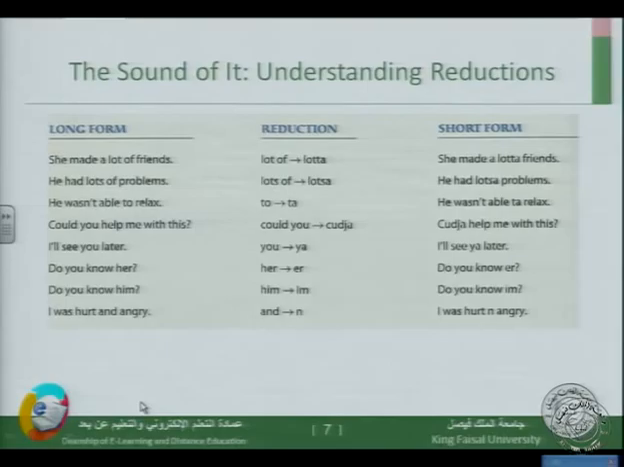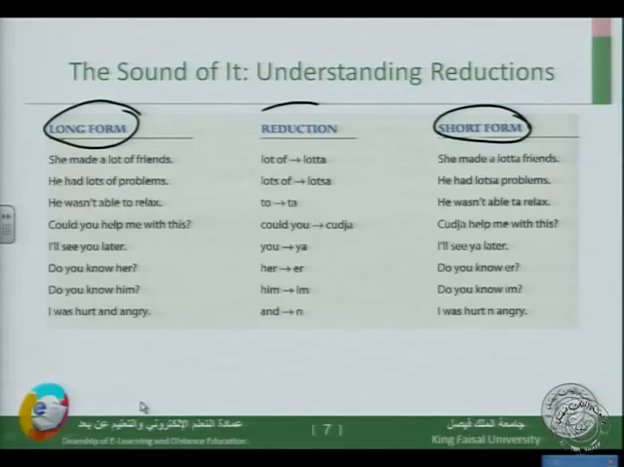And here we have discussed different kinds of reductions through this semester. We have also differentiated between the long form and the short form. As you can see in the first sentence, she made a lot of friends. If we make a reduction, you should say, she made a lot of friends. She made a lot of. He had lots of problems. He wasn't able to relax.